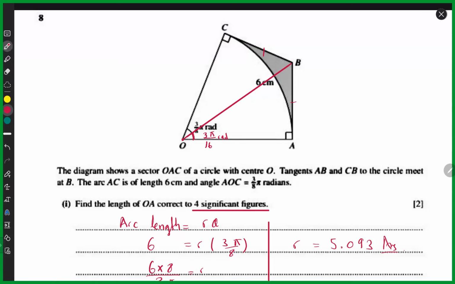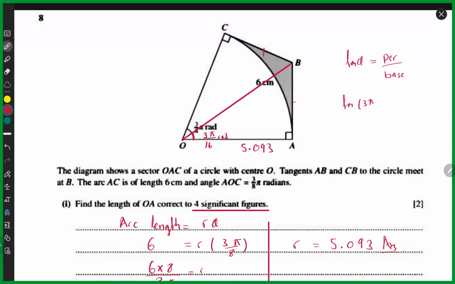Okay, and I got the radius as well. The radius was 5.093. So we can use tan to find out the side AB. Okay, please quickly do your workings and tell me what exactly you're getting for AB. Tan theta is perpendicular over base.